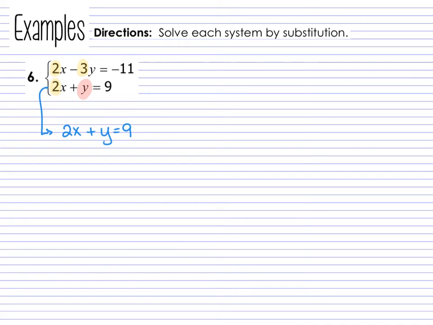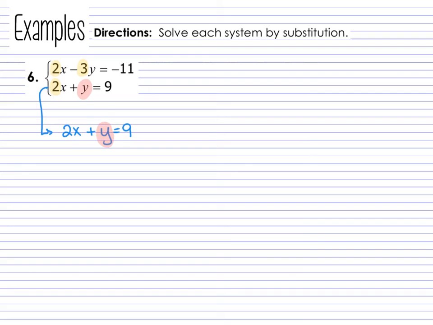You could have picked the y in the first equation. I'm just telling you that we want to look for the ones that are easiest. And the ones that are easiest are going to be the ones that have a coefficient of 1 out in front. Okay, so we decided in this equation that we really want to isolate this y.